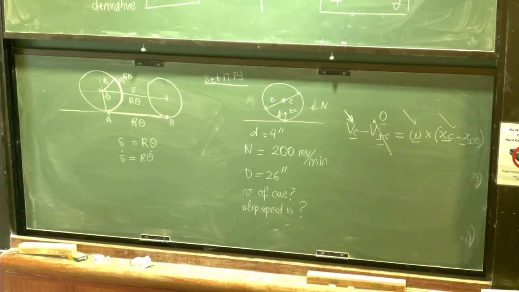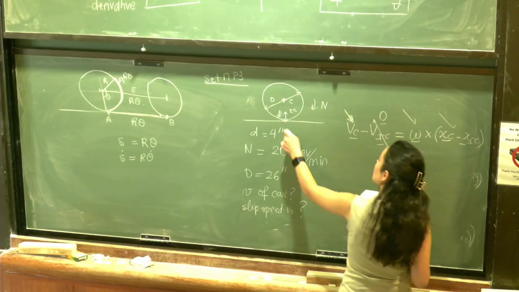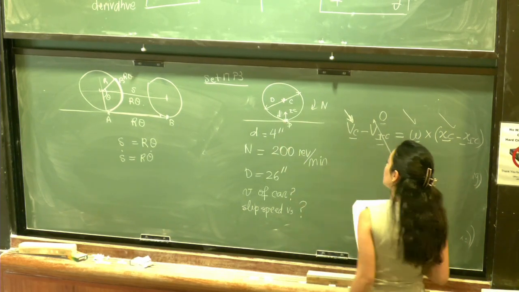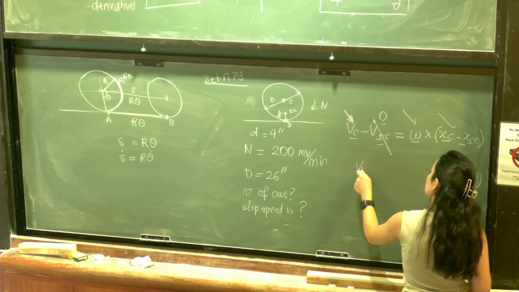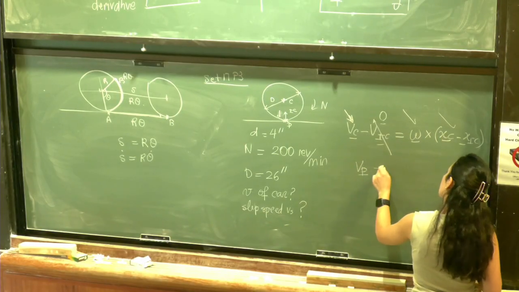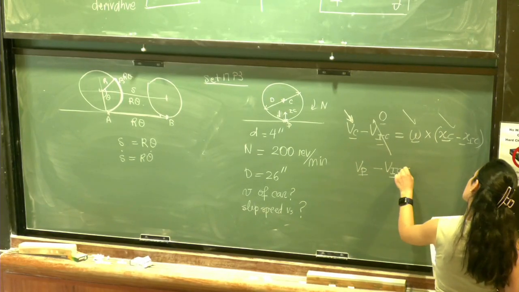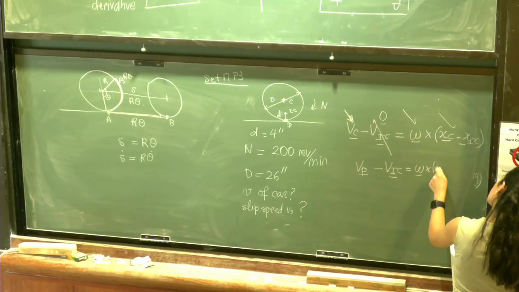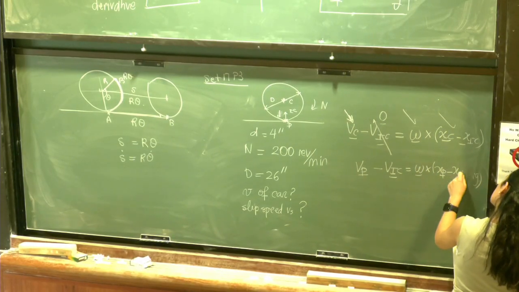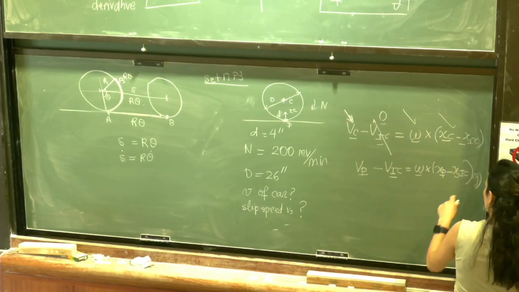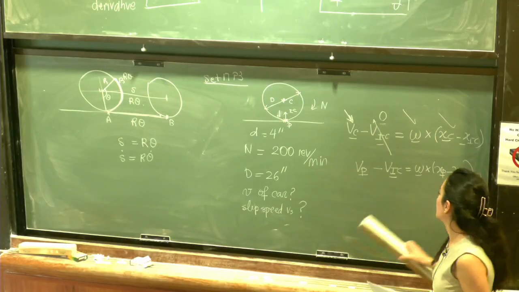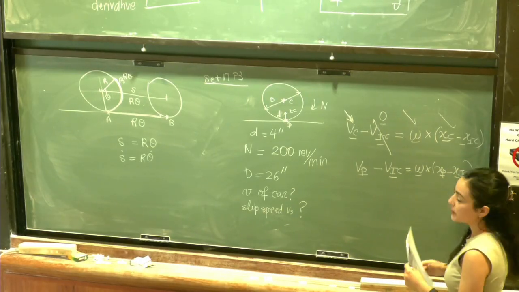What is it? Exactly, because the slip speed is the velocity of this point. I'm going to call it P. So the slip speed is vP minus vIC is equal to omega cross xP minus xIC. And again, I have everything I need. I can determine vP.